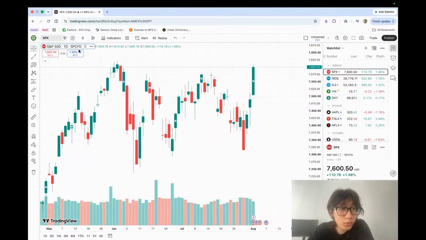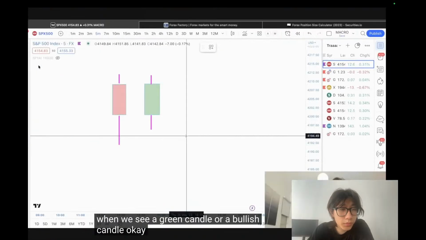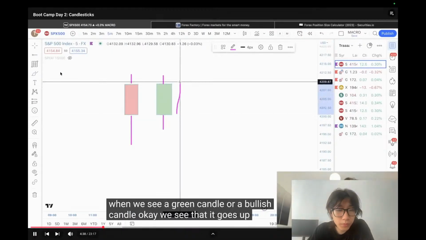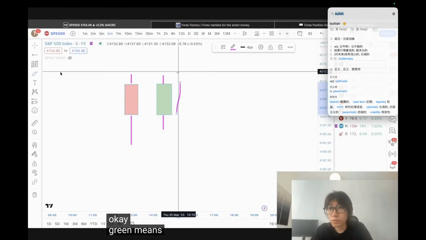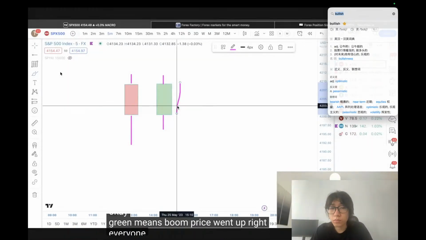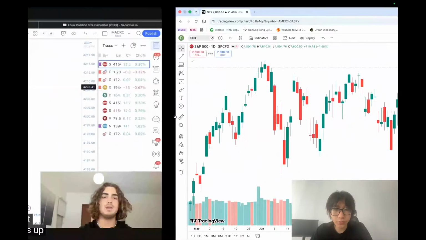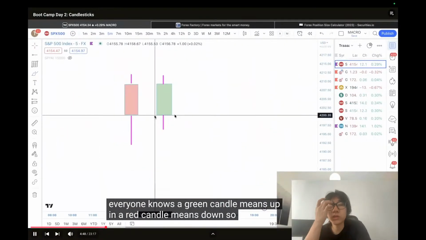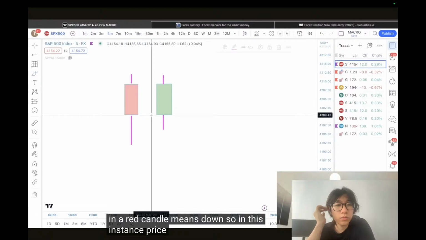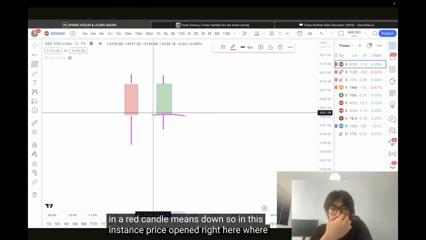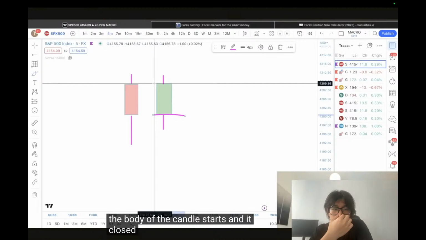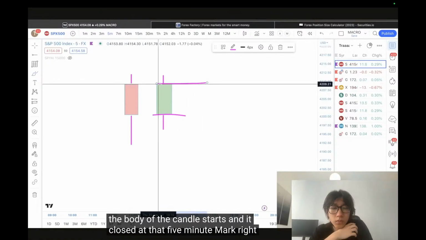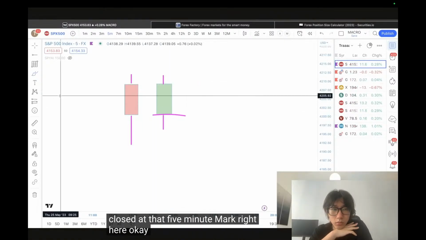So when we see a green candle or a bullish candle, we see that it goes up and it ends right up here. Green means boom, price went up. Everyone knows a green candle means up and a red candle means down. So in this instance, price opened right here where the body of the candle starts, and it closed at that 5-minute mark right here.